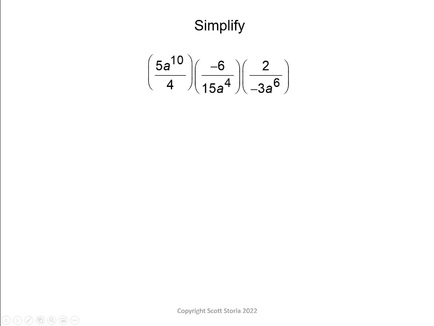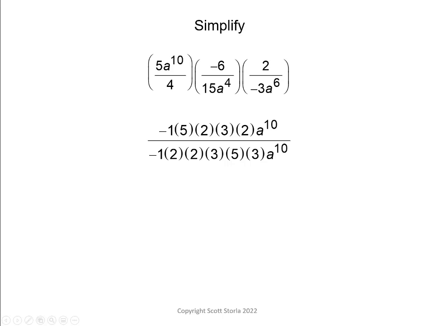How about here? My numerator will be 5 times 2 times 3 times 2, and I'll bring along a factor of -1 for right here. And in the denominator, I'll have 2 times 2 times 3 times 5 times 3, and again another factor of -1. And in the numerator, I'll have a to the 10th, and in the denominator, I'll also have a to the 10th, because if bases are the same and you're multiplying, you can add the exponents. So here's my factored form.